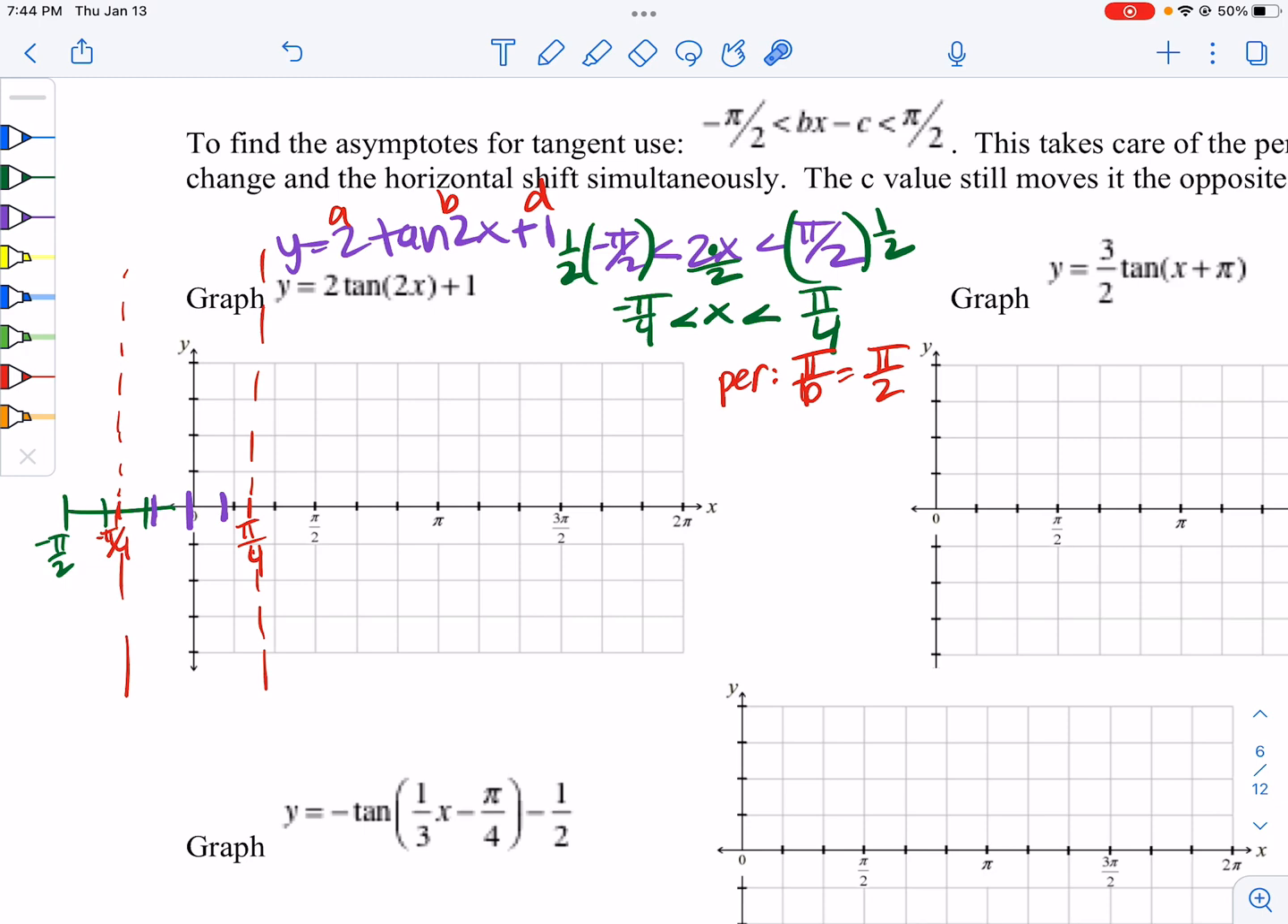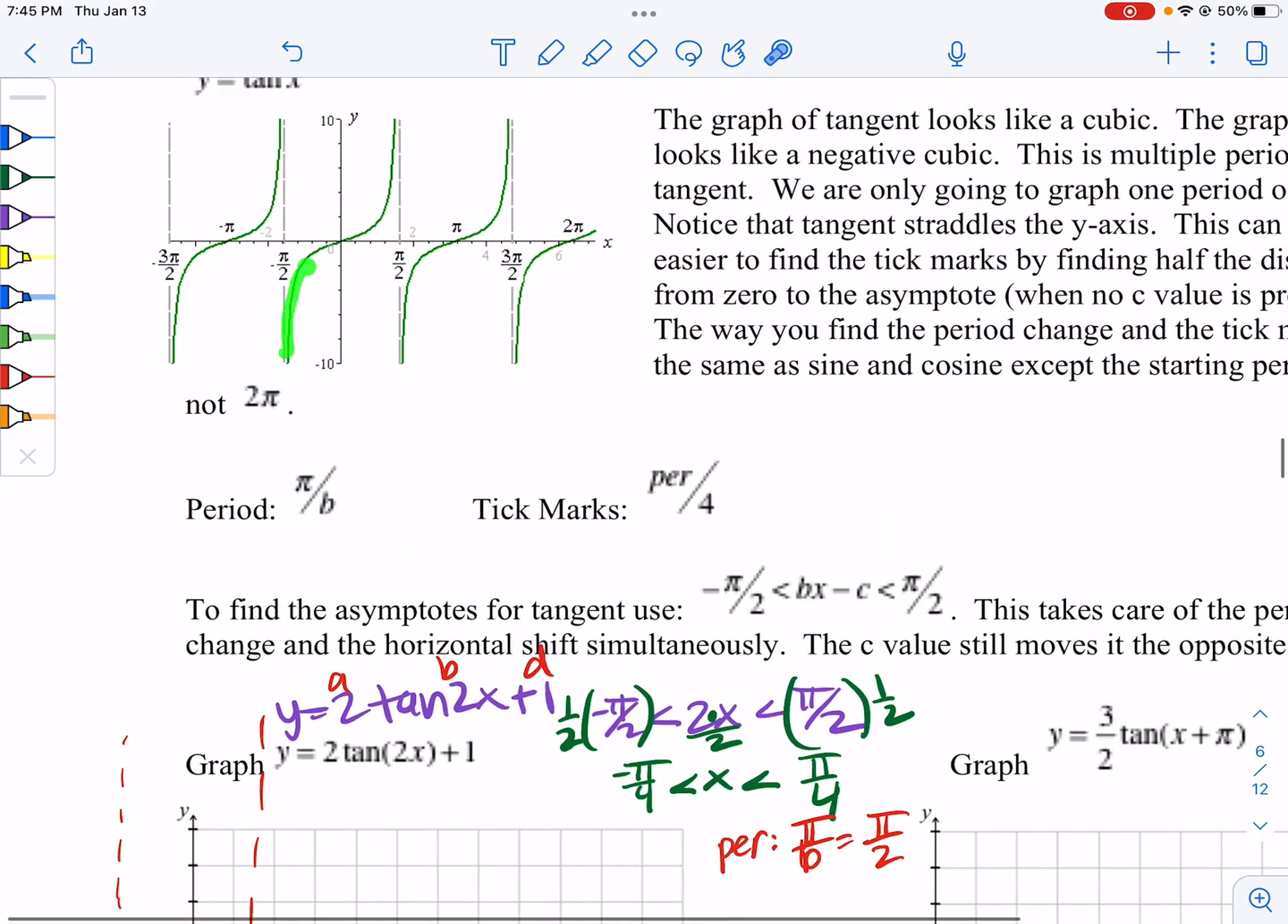Now, because I have already manipulated my asymptotes, this middle tick mark that I have is already going to have the horizontal shift embedded in it with the period change. Okay. So then here at the middle, I'm going to go up by 1. So our point of inflection is going to be up at 1. So then we've got this point here. And since tangent, the parent graph, is like a positive x cubed, we're going to go right by a tick mark and then up 1.